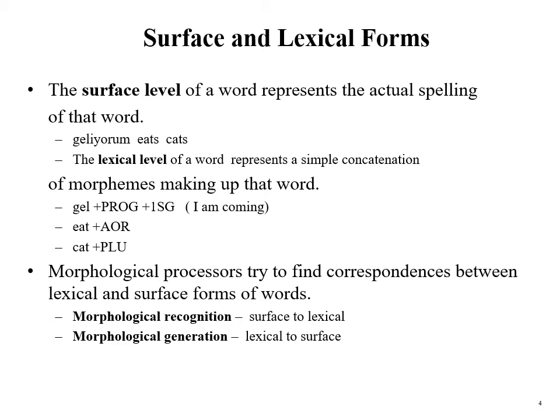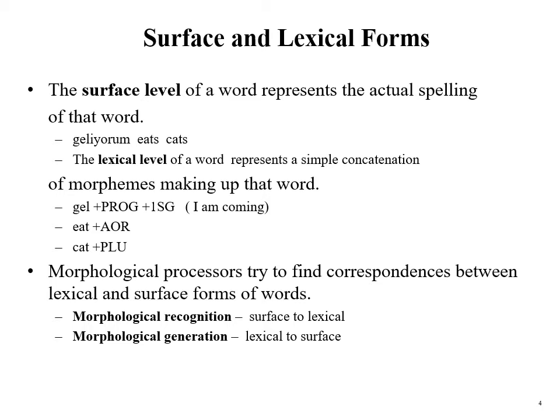If you want to convert the surface level eats to the lexical level, then you have to write like this: eat plus 3sg. It means eat is the form, and for the s and es with third person, you have to add 3sg. And cat is a noun, and this is in the plural form, so you have to write like this: cat plus plural.